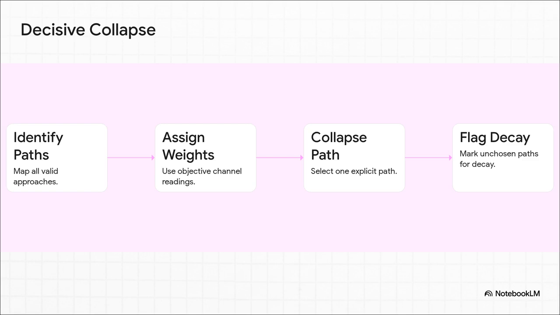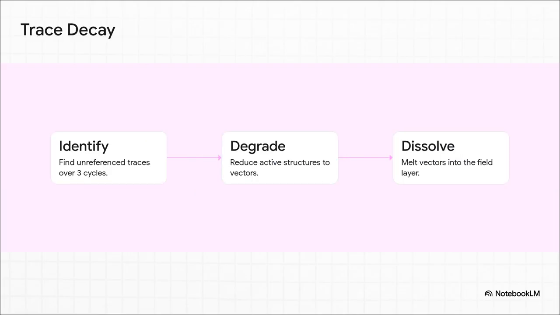First, it identifies all valid paths. Second, it assigns objective weights based on those 4 channel readings we just covered. Third, it intentionally collapses down to one single path and actually gives you explicit reasoning for why it chose it. And fourth, it flags the unchosen paths for trace decay. It actively attacks ambiguity. And this brilliantly illustrates the next protocol, trace decay.